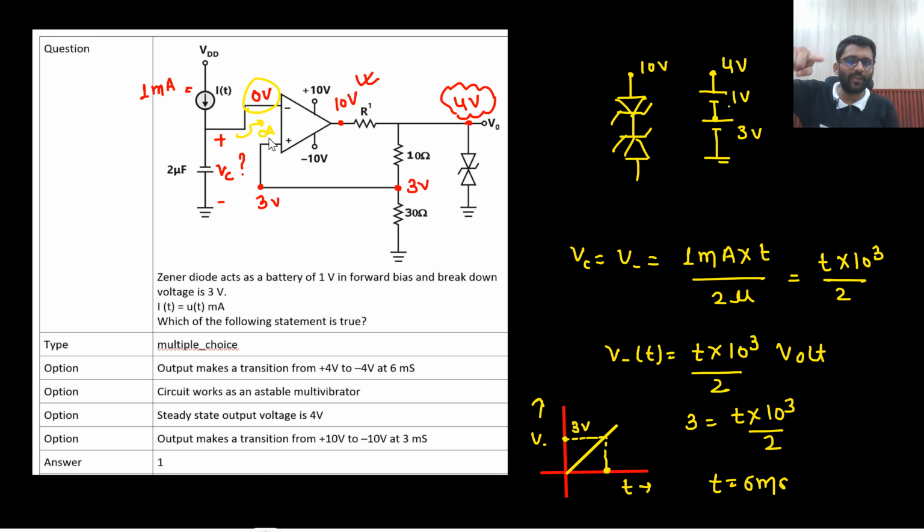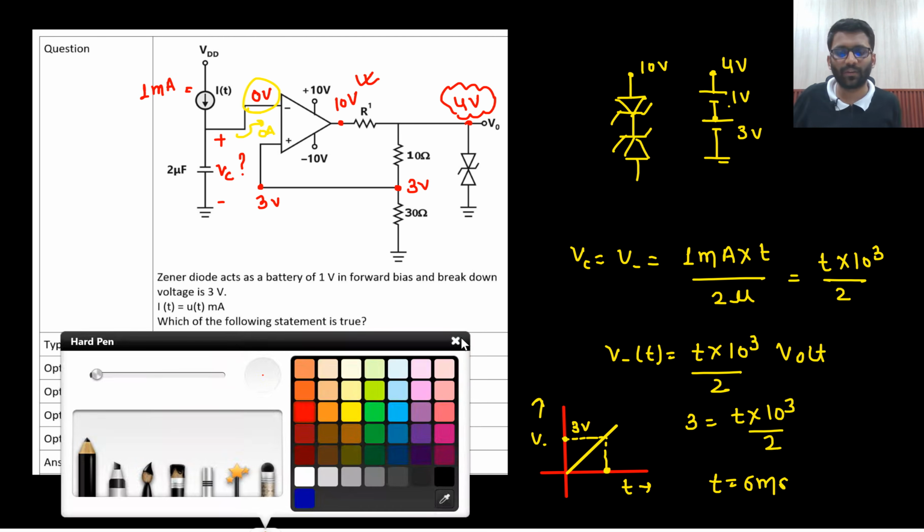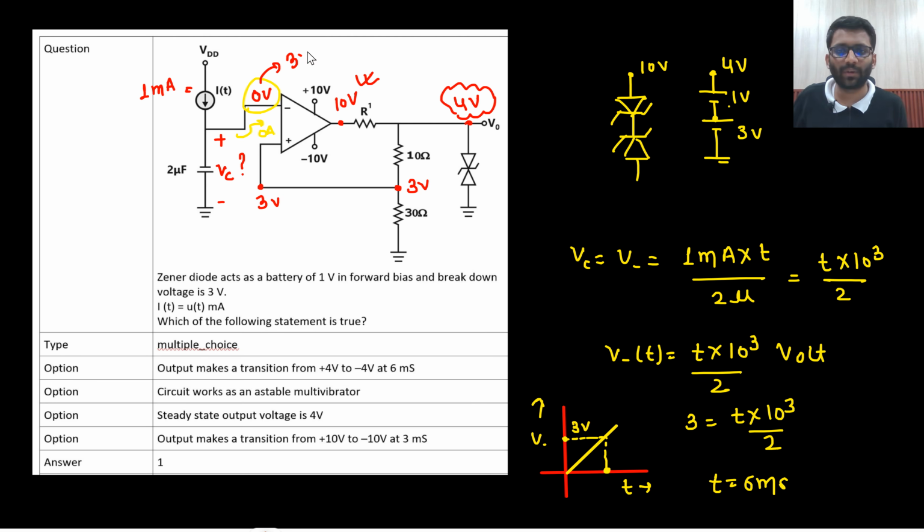After that it will be going above 3 volt, right? Let's just say it goes to 3.1 volt, or 3.00001 volt. At that time what will happen? This will be replaced with minus 10 volt, and then you can see the operating condition. This will go from plus 4 to minus 4. So at 6 millisecond you are going from plus 4 to minus 4 volt, not at 3 millisecond.